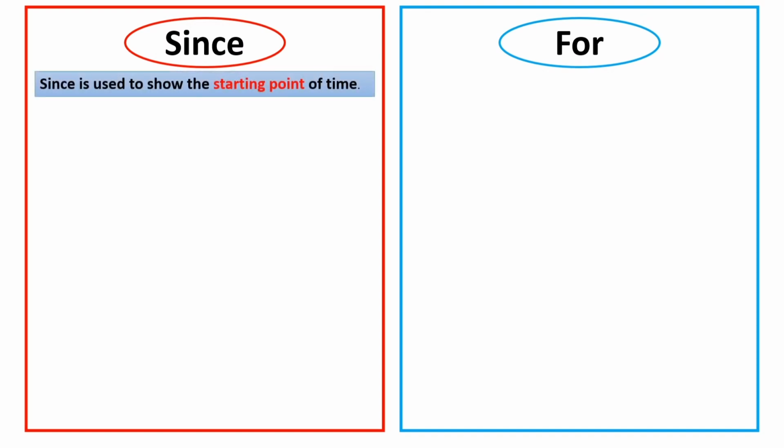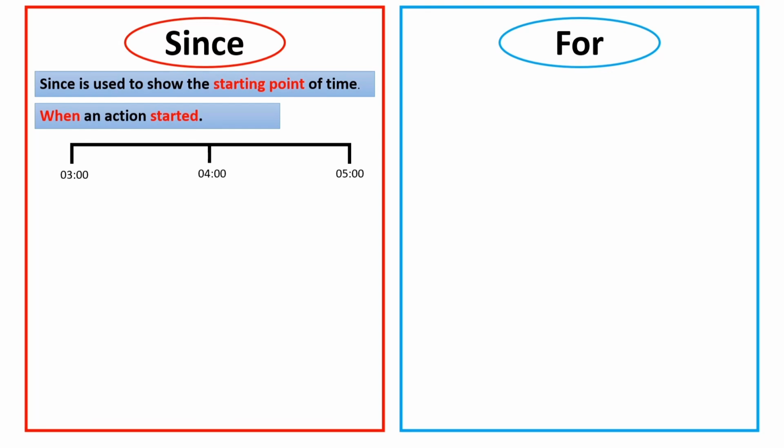So since is used to show the starting point of time. It shows the starting point, nothing else, when an action is started. When we are using since, it is used with a number, with a day, with a specific date where an action is started.